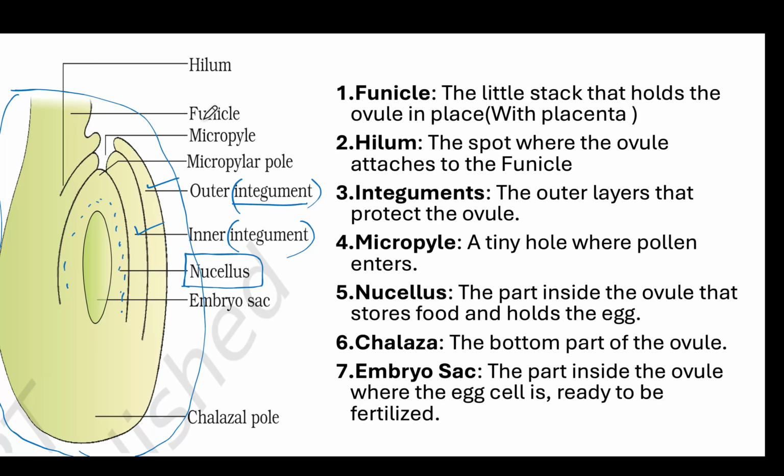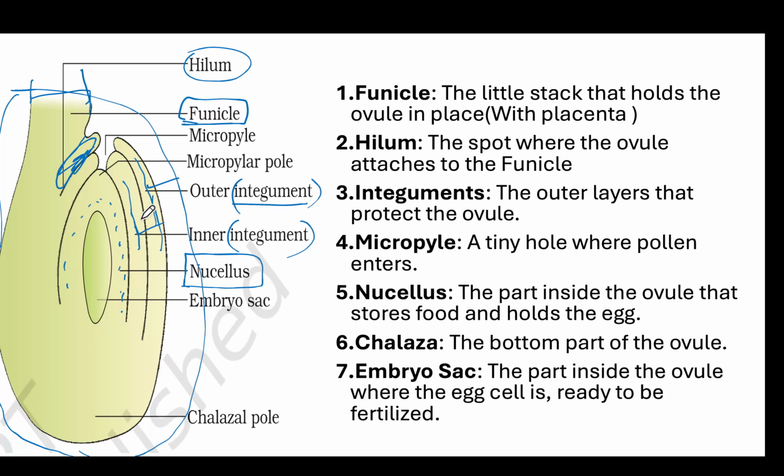So till now we have covered funicle. What is funicle? Funicle is a stalk that holds the ovule in place, with the help of the placenta. Clear? Now hilum is a junction between funicle and ovule. So think about it. This part is hilum, and this uppermost part, which goes a bit up, is the funicle. And these two coverings are nothing but the outer integument and the inner integument.